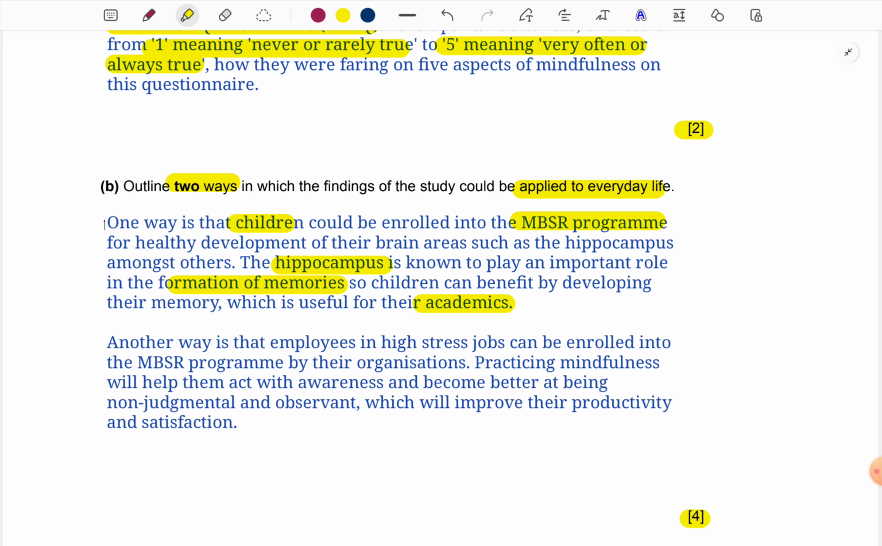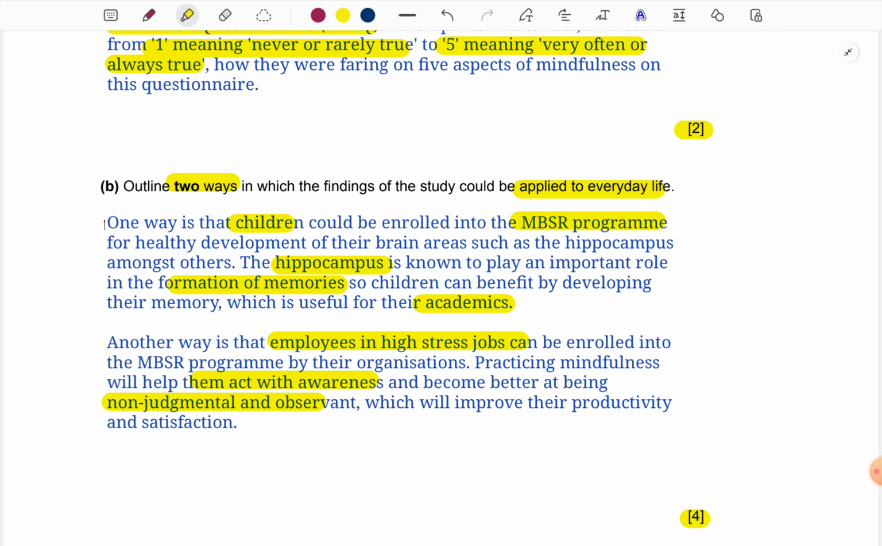Another way is employees in high stress jobs. Again, a very valid point to say employees can make use of MBSR. But why? Because they have high stress jobs, and if they do MBSR, as we have learned on the FFMQ, they will become more observant, more non-judgmental, and they'll be able to act with awareness, because the MBSR group showed improvement in exactly these 3 areas. So we expect that these employees also will show improvement in these areas.